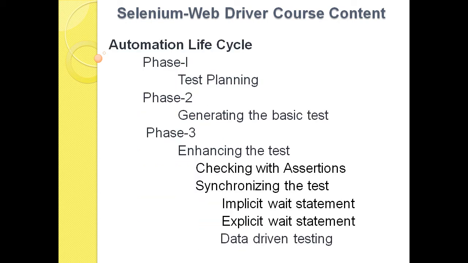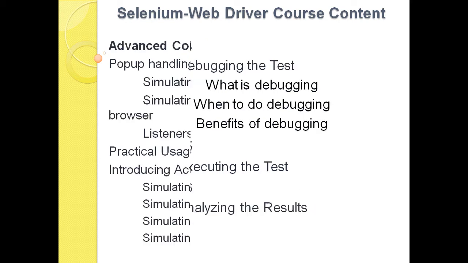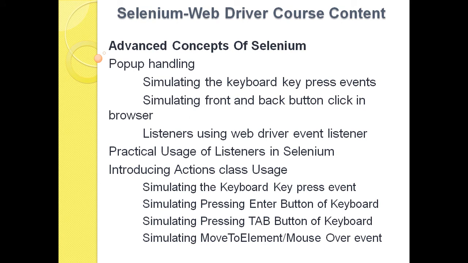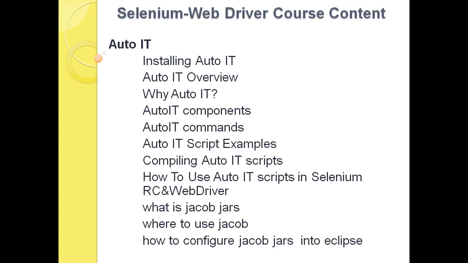After that we'll go for the automation lifecycle. The automation lifecycle will cover checking with the sessions, synchronizing the test execution, data driven testing, debugging, execution and analyzing the results. After that we'll go for the advanced concepts of Selenium, and then the web table methods. These also we will discuss. After that we'll start a discussion on log4j, and AutoIt also we are discussing.